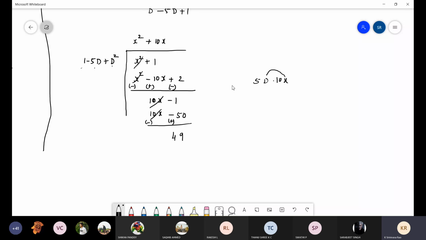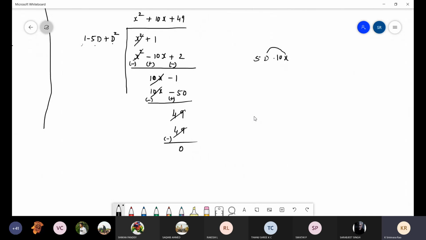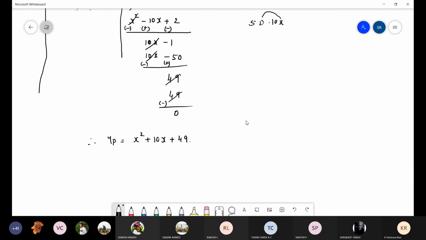So one more step you have to do. 49 divided by 1 is plus 49. And if you multiply it by 1, you will get 49. And double differentiation is 0. So finally, it will cancel. So the yp, what we got as the answer, that is our yp. Therefore, yp equals x square plus 10x plus 49. This is yp. Therefore, y equals yc plus yp. That's it.